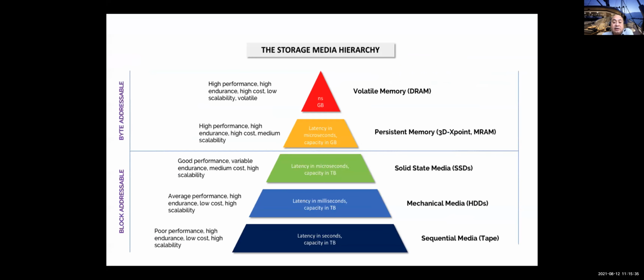Now, as you can see in this pyramid, this is illustrating the economics of scale for using PRAM. So PMEM sits nicely in between the DRAM and the SSD. So therefore, it provides a high performance, high endurance, but with a lower cost than the DRAM.